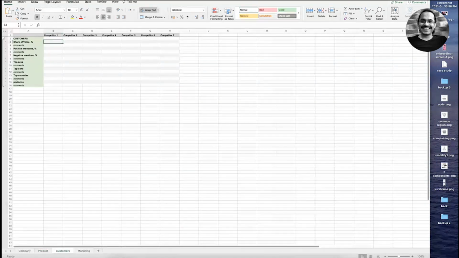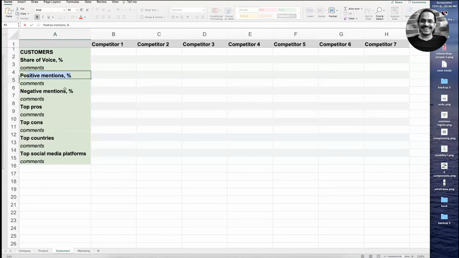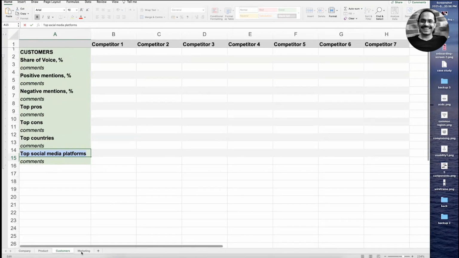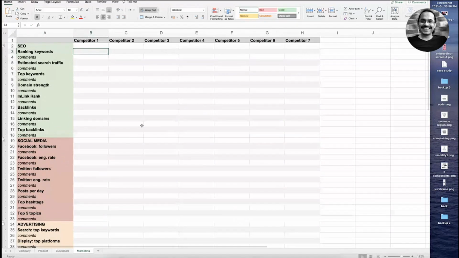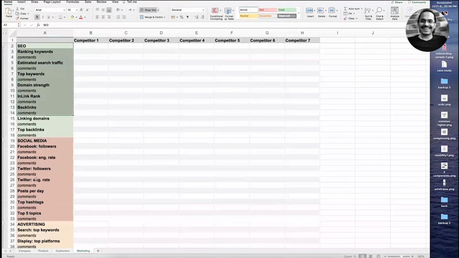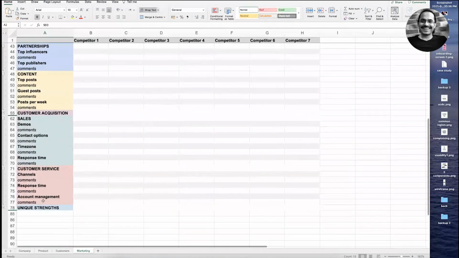Similarly about the customers: how many customers they have, what the testimonials are, positive ones, negative ones, and where they are from. And if they are marketing using different social media, everything about the customers, or where these customers can be found. And then last but not least is the marketing: SEO marketing, social media marketing, advertising marketing, partnership, content, customer acquisition, customer service. So everything about marketing, basically how the company is marketing their existing product.